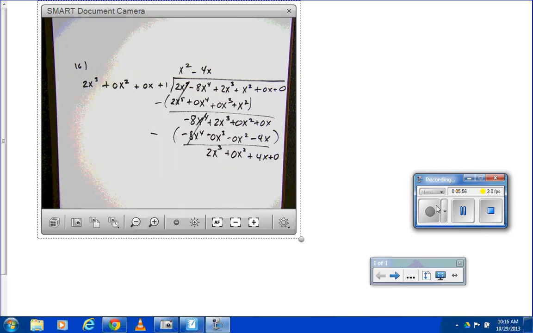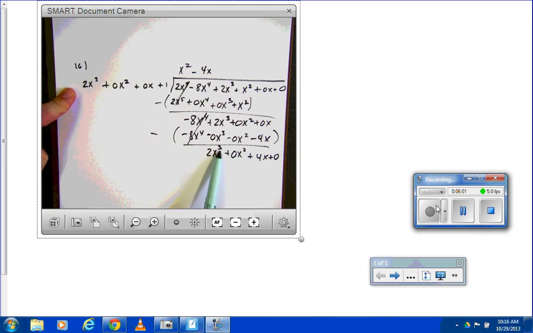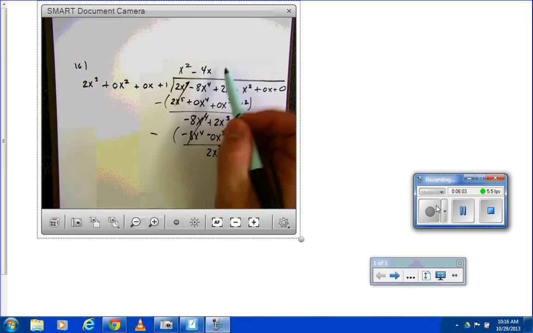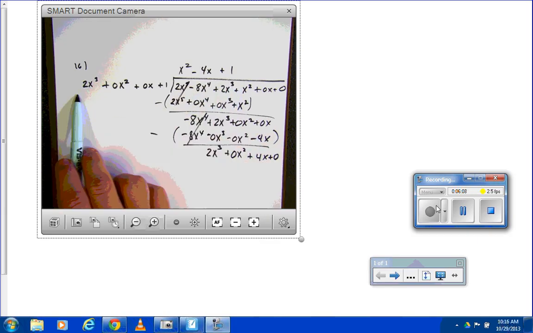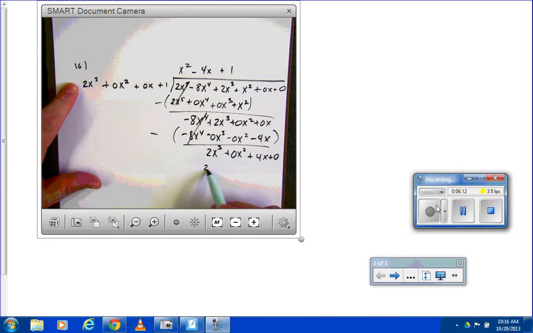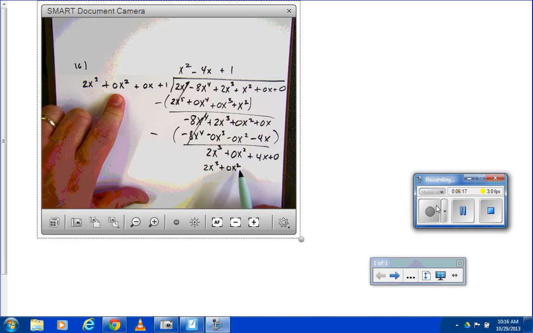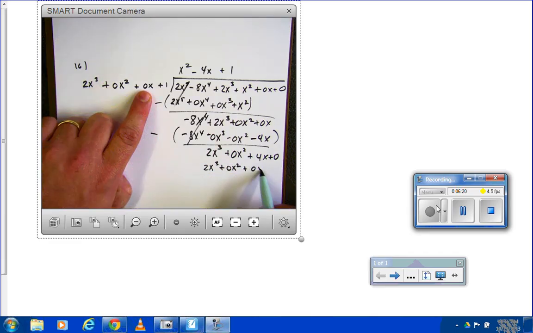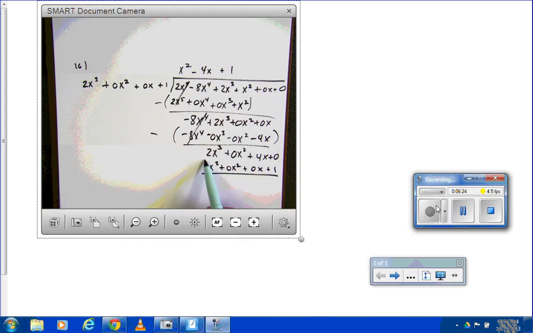All right, so 2x cubed times what is 2x cubed? Kind of tricky. 1, yeah. So it's a positive 1, right? So we'll say plus 1. Now let's multiply all these by that 1 right there. So 1 times 2x cubed is 2x cubed. 1 times 0x squared is 0x squared. 1 times 0x is 0x. And 1 times 1 is 1. Okay, let's take all that and subtract it.